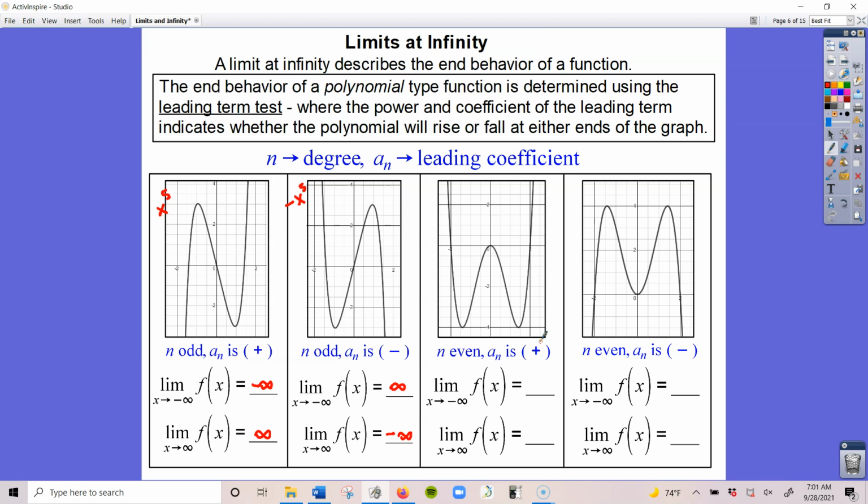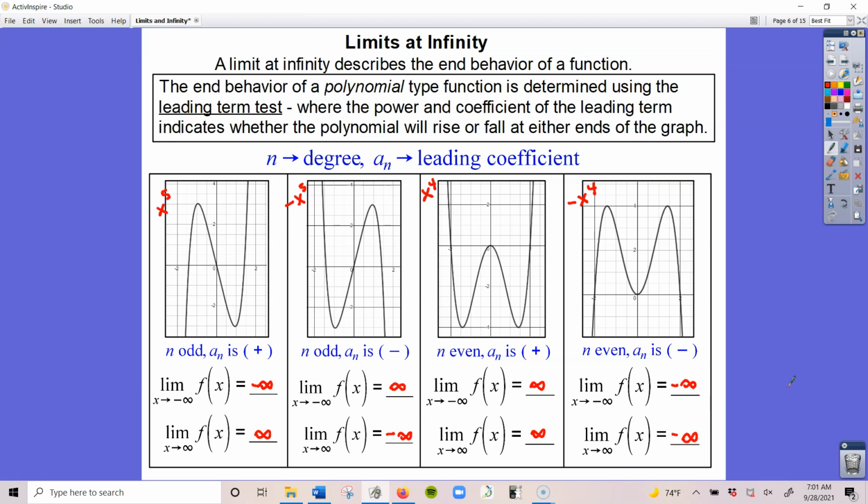Now, even exponents are kind of easier because both ends are going to go in the same direction as the sign of the leading coefficient. So if you have an even exponent, let's just say x to the 4th, and my leading coefficient is positive, that means that both ends of the graph are going to go up. And if n is even, but the leading coefficient is negative, so let's just say negative x to the 4th, that means that both sides of our ends are going to go down.